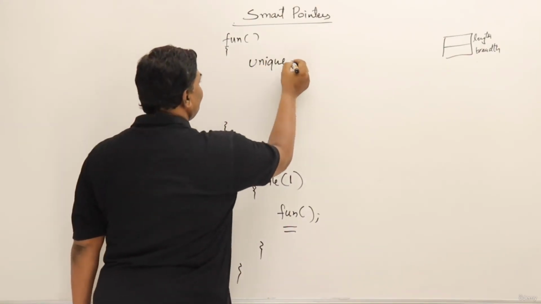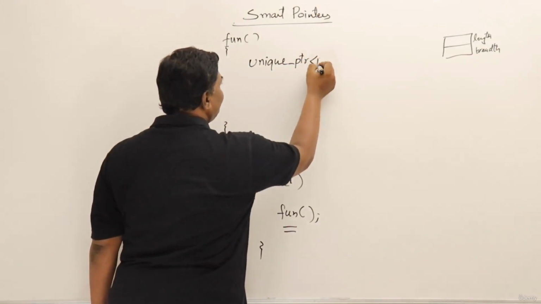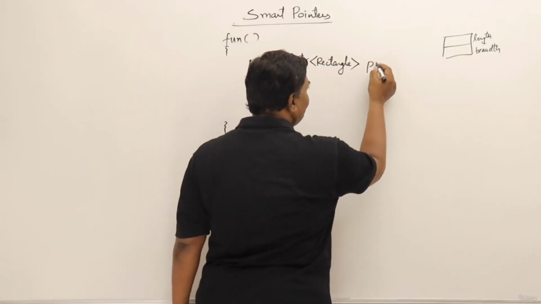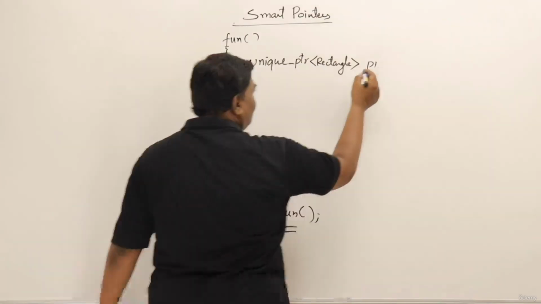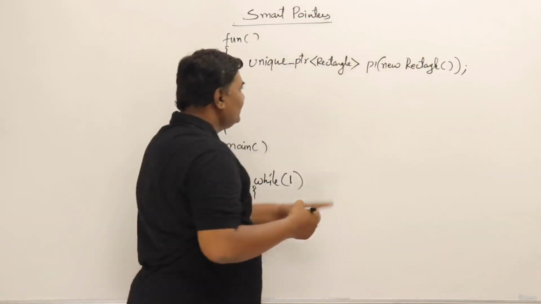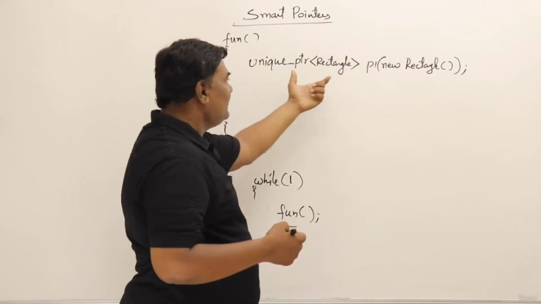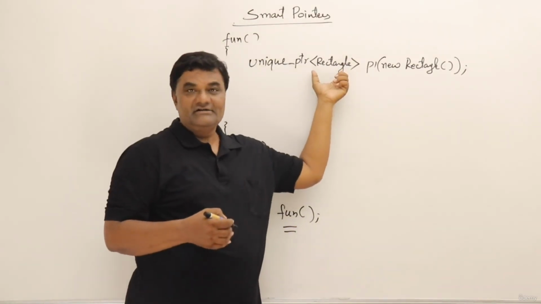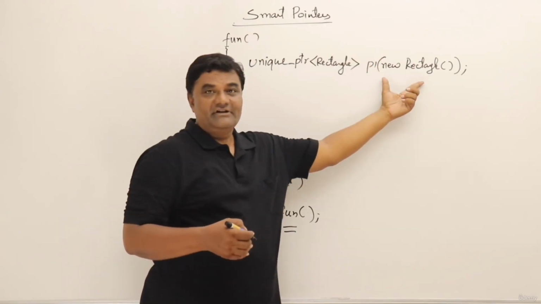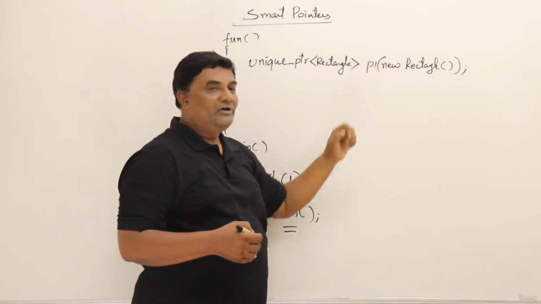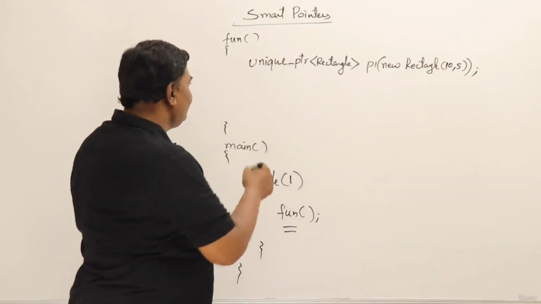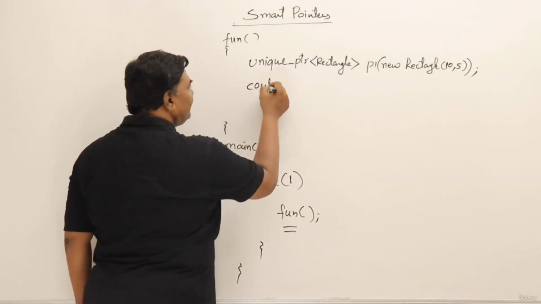I can say unique_ptr of type rectangle, and the pointer name is p1. I will call it p1, and here I should say new rectangle. Now this p1 is of type unique pointer, and this is a generic pointer, so I have mentioned the class name to which it has to point. So here the object of a rectangle is created. Now p1 will be pointing there. I will write down some parameters. Now using this pointer, I can access the rectangle object.